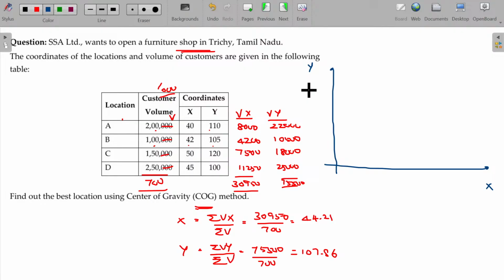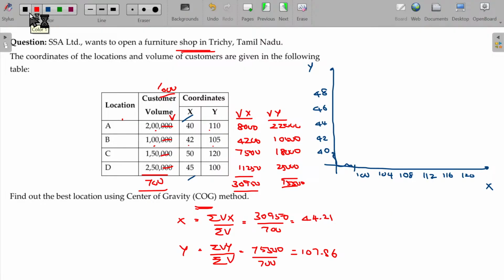X-axis and Y-axis. X-axis is anywhere between 40 to 45. I'll start with the false baseline here, starting with 40, 42, 44, 46, 48, and goes on. And in Y, we start with 100, 104, 108, 112, 116, 120, and so on. Is that clear?